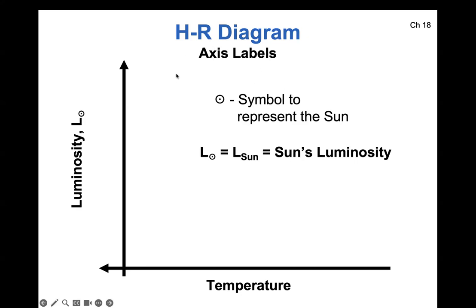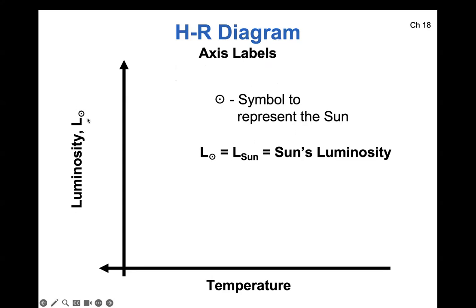So a note about other aspects of the diagram now that we've established the axes. Again, luminosity on the vertical, temperature on the horizontal. We're going to use this symbol when we talk about anything related to the sun. So if we talk about the mass of the sun, it's going to be M with that little circle with a dot in it in the subscript. In this case, it's the luminosity of the sun.